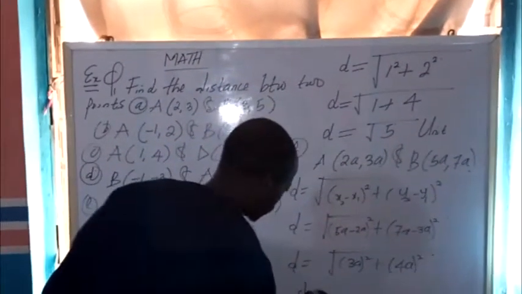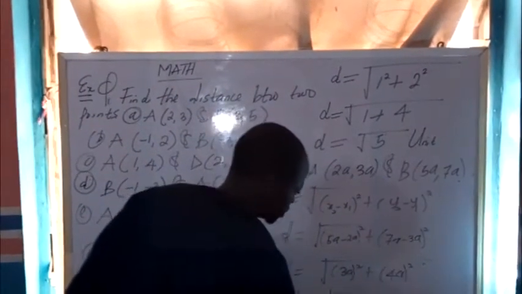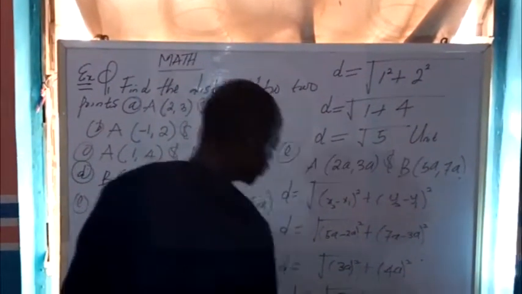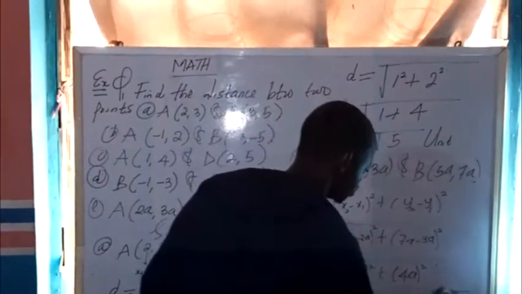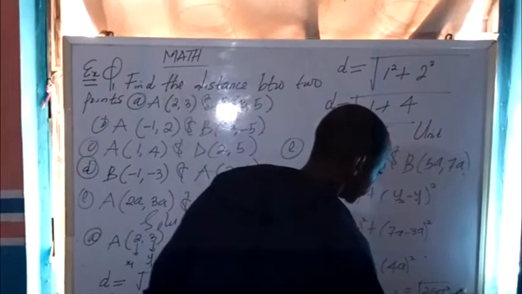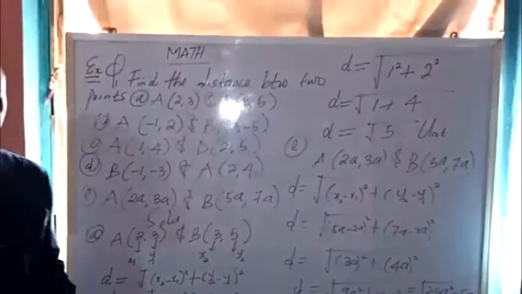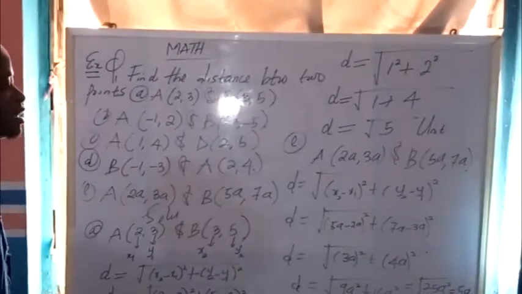On squaring, we are going to have 3 squared is 9a squared plus 4 squared is 16a squared. So 9 plus 16 will give you 25, the square root of 25a squared. And the square root of 25a squared gives 5a, where a is arbitrarily chosen. So the distance between the points is 5a. As you can see, we have been able to determine the distance between two points.